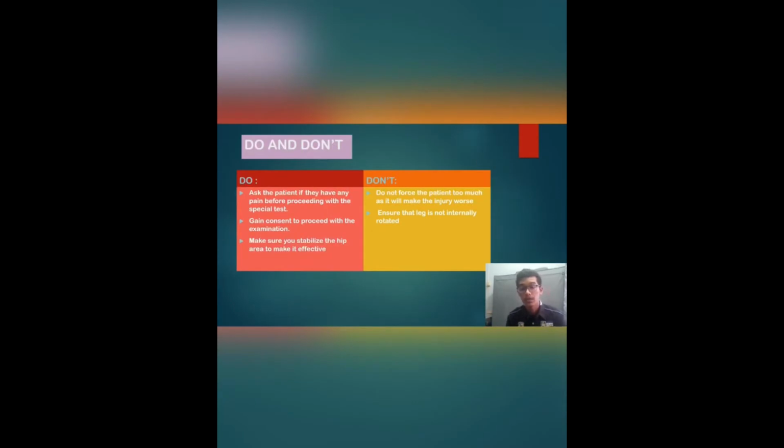Okay, now we move to the do's and don'ts for this test. For do's, you must ask the patient if they have any pain before proceeding with the special test. Then you must gain consent to proceed with the examination. You also must make sure that you stabilize the patient's hip area to make it effective. For don'ts, you do not force the patient too much, as it will make the injury worse. And you must ensure that the leg is not internally rotated.